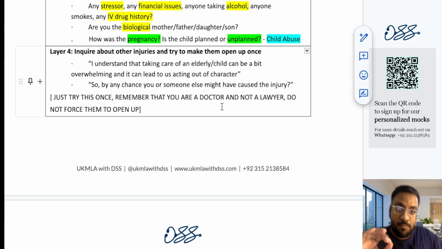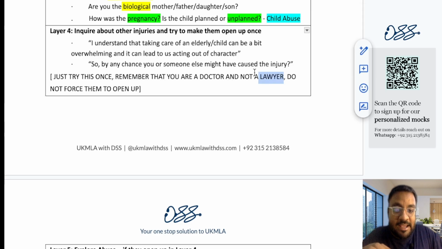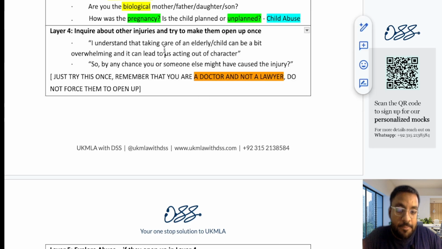Again, this is where most of the candidates make the mistake. They start to act like a lawyer. You need to understand that it's not your job to make them verbalize this and make them agree that they have abused the patient or someone in their home has abused the patient. That is not your job to do so. What most of the candidates do, when they come to this layer, is that in their head they think, I need to make them agree, and I need to get this out of their mouth, that yes, they have abused the patient, or someone from their family has abused the patient. That is not your job.